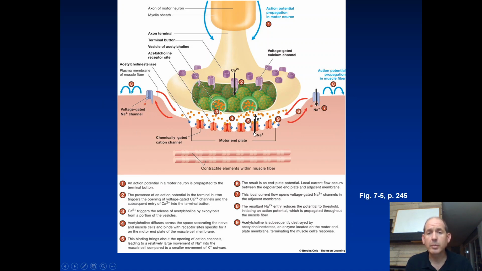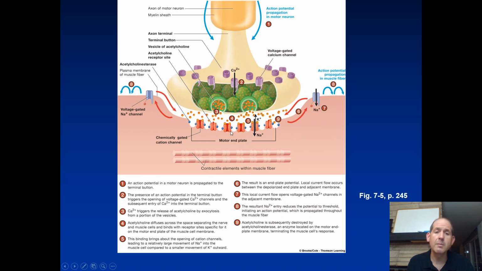So if you get an end plate potential, you are always going to get an action potential. Whereas at other synapses, if you had a single EPSP, it's unlikely to bring the membrane of the postsynaptic cell to threshold, and thus you would not get an action potential. So the end plate potential here is going to cause an action potential to form down the sarcolemma, and then to terminate the signal, we have to have some way of getting rid of the acetylcholine.